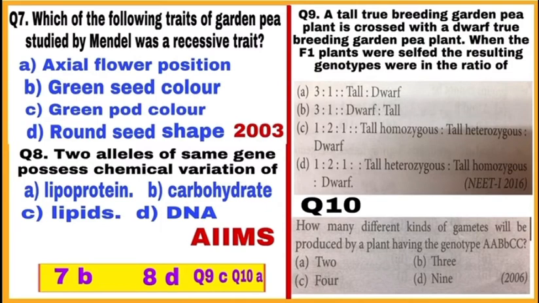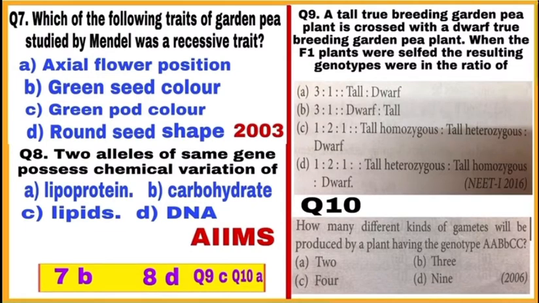Question 7. Which of the following traits of garden pea studied by Mendel was a recessive trait? The traits given in option A, axial flower position, in option C, green pod color, and in option D, round seed shape. All these are dominant traits in garden pea. But option B, green seed color, it is the recessive trait. So answer is B, mark B.